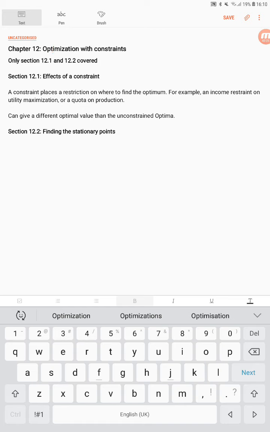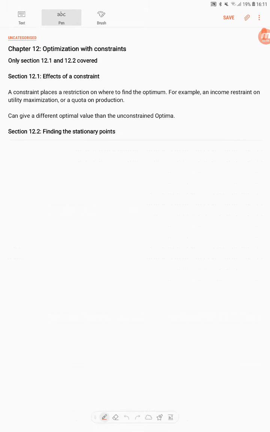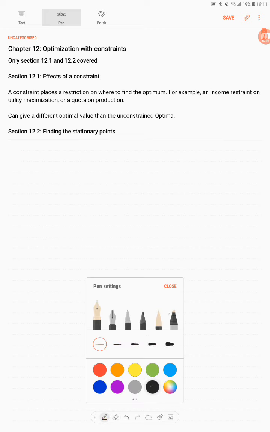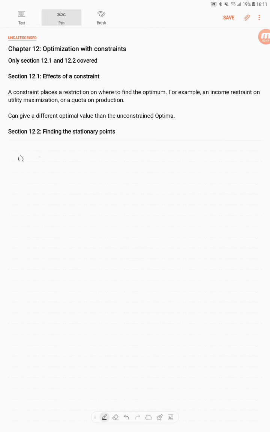For example, there's an income constraint on utility maximization, or a quota on production. A constraint can cause a different optimal value than an unconstrained optimum. There are two ways in which you can find the stationary values under a constrained optimization. First, we can solve using the constraint.